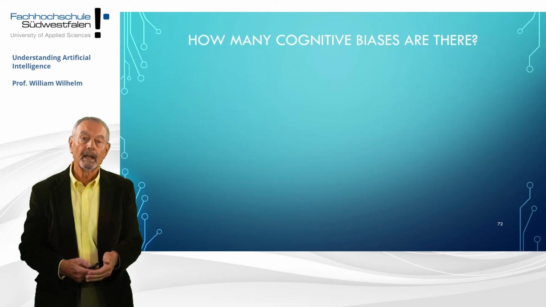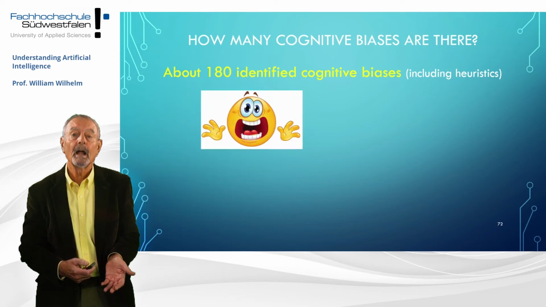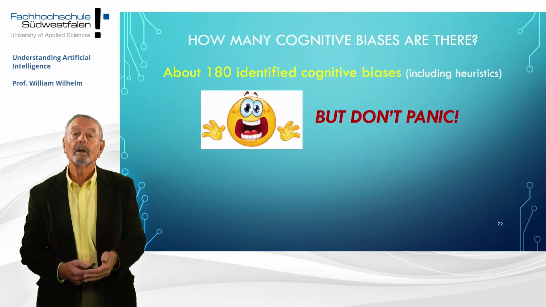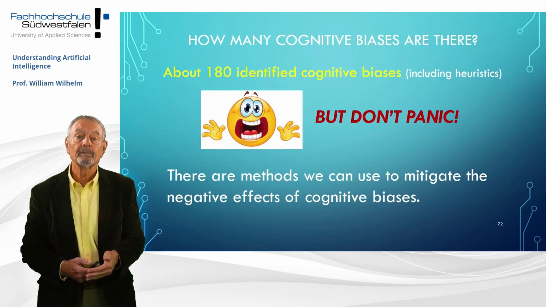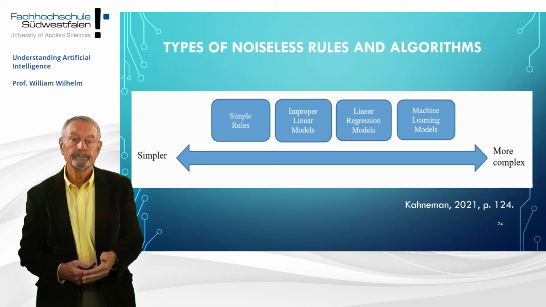So how many biases are there? Well, just cognitive biases, there's about 180, including heuristics. Don't panic. There are methods we can use to mitigate the negative effects of cognitive biases. First, we'll talk about rules that can eliminate noise.